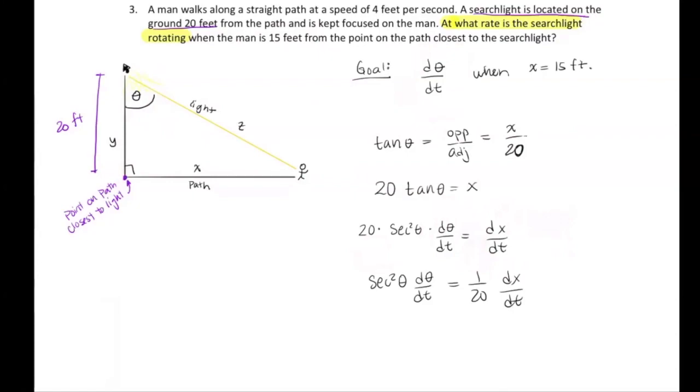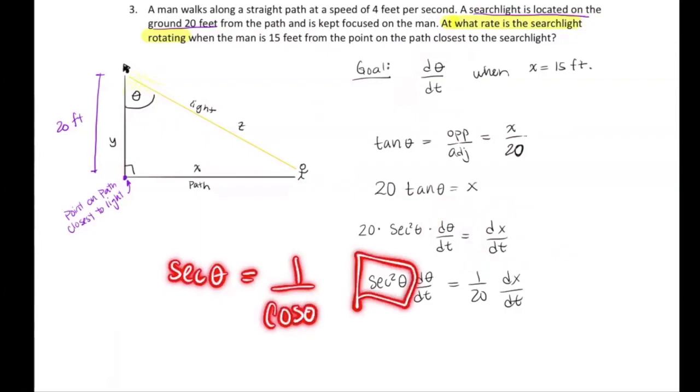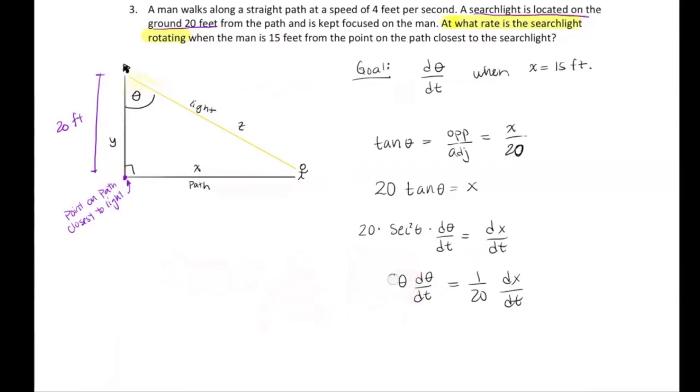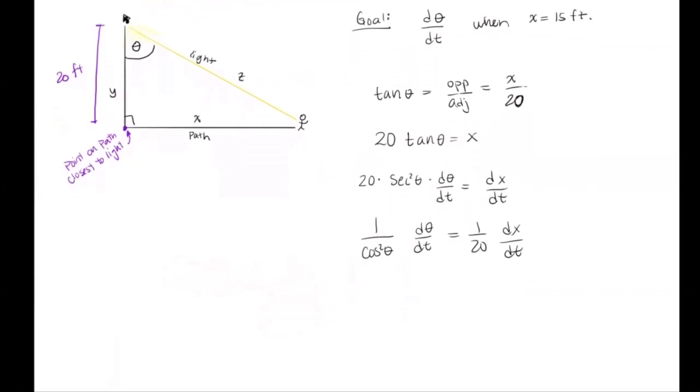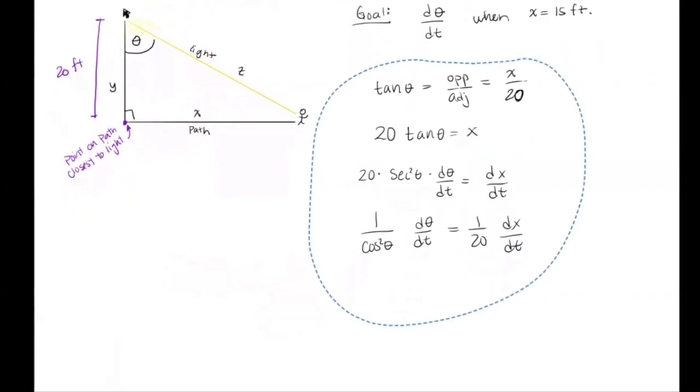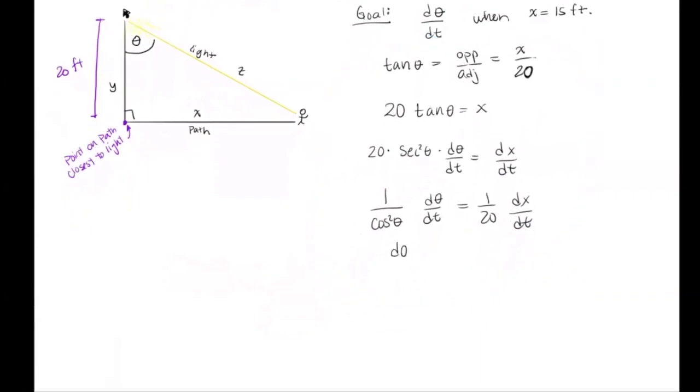let's rewrite secant squared, because secant theta is equal to 1 over cosine theta. So I'm going to erase this here, and I'm going to rewrite this in terms of cosine. This becomes 1 over cosine squared theta. Hopefully that makes it a little bit easier to see what I'm going to do next. And let me hide the problem so I have more space to work. d theta over dt is equal to cosine squared theta over 20 times dx over dt. All I did was multiply both sides by cosine squared.